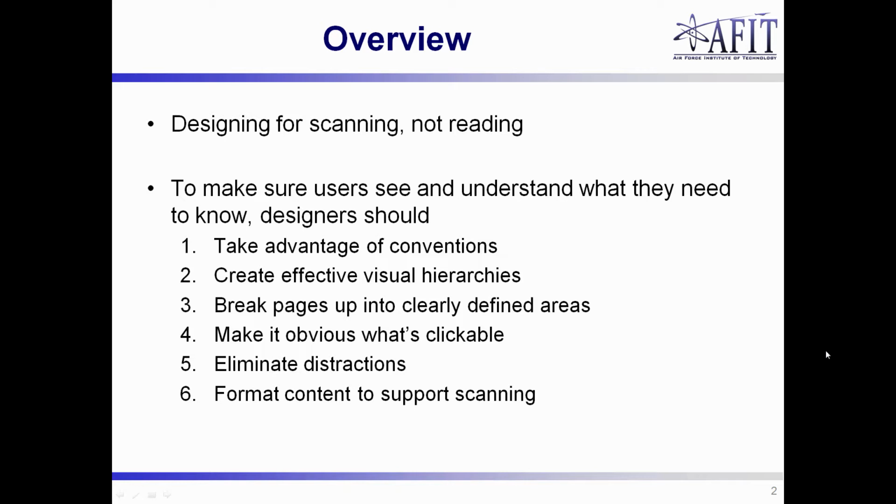To make sure that users see and understand what they need to know, designers should do 6 things. They should take advantage of conventions. They should create effective visual hierarchies. They should break pages into clearly defined areas. They should make it obvious what's clickable. They should eliminate distractions. And finally, they should format content to support scanning. We're going to go over each of these 6 in more detail in this lesson.